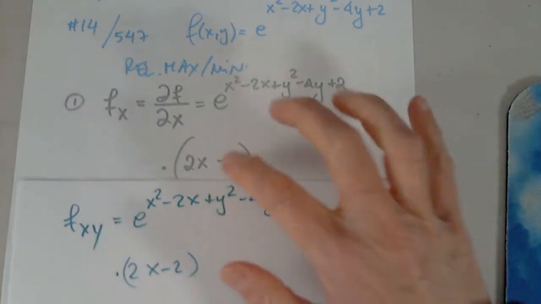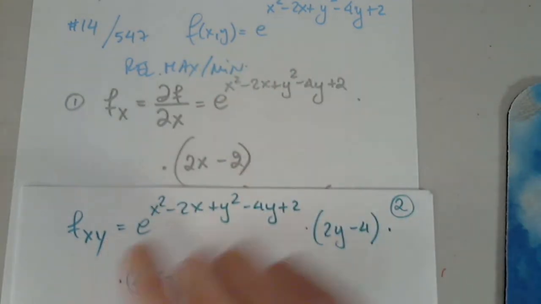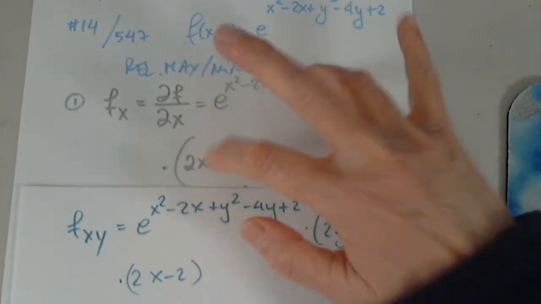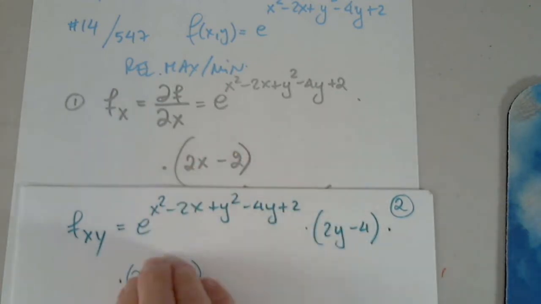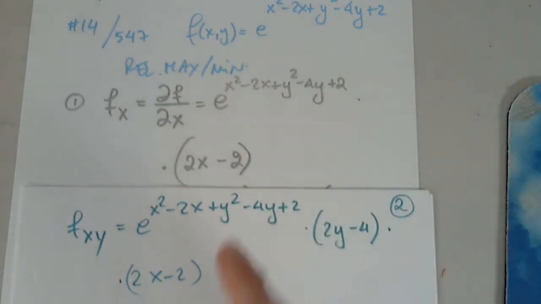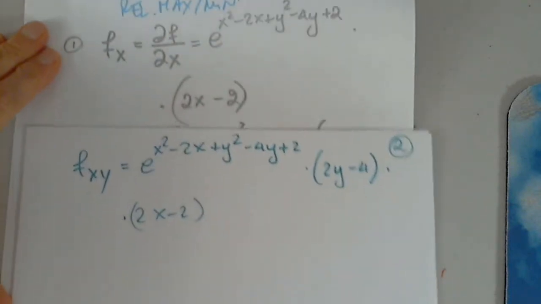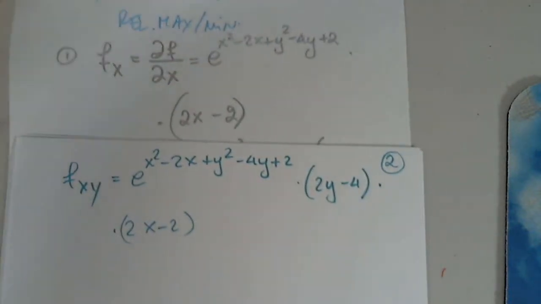Okay, so this is like a constant in front of this because it does not depend on y. I'm differentiating this product with respect to y, but this is a constant. It doesn't depend on y. So when I differentiate e to all this, I have e to that times the inner function prime with respect to y. Fixed, fixed, fixed. So 2y minus 4. Okay, so now we have all the partial derivatives.